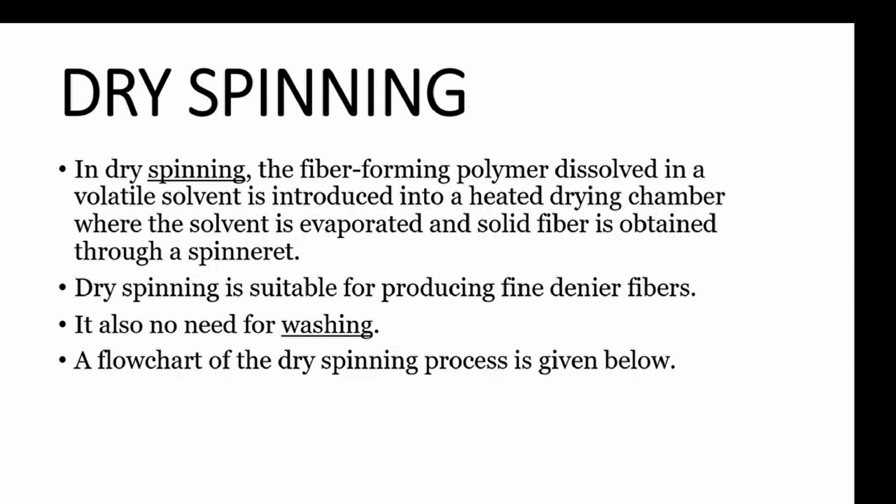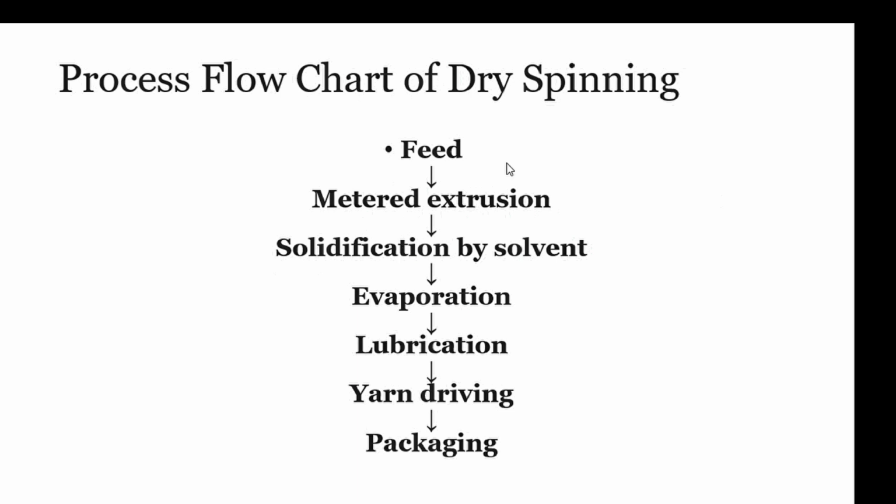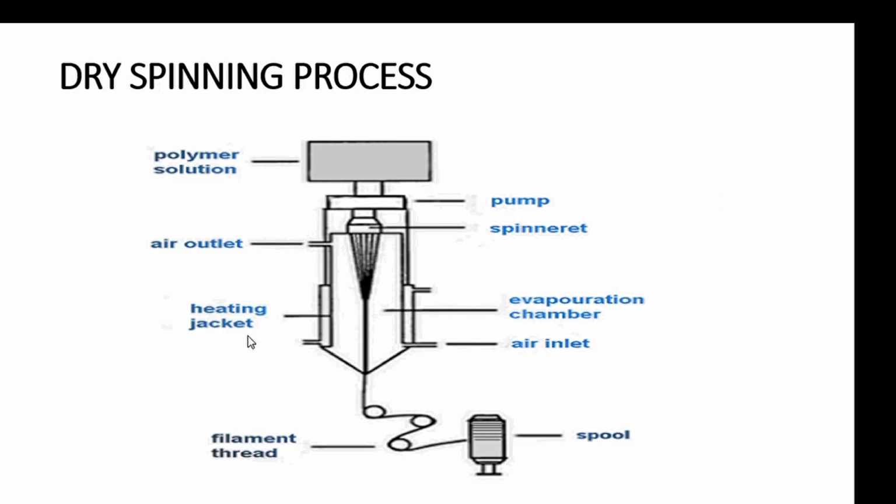Dry spinning is suitable for producing fine denier filaments or fine denier fibers. There is also no need for washing as it is purified, which we have discussed in the previous slide. However, we will also show you the dry spinning process. Here is the flowchart: feeding material, metered extrusion, solidification by solvent evaporation process, lubrication process, yarn drawing and packages. Here is the diagram. The polymer is inserted, and here is a pump action, and it is dissolved.